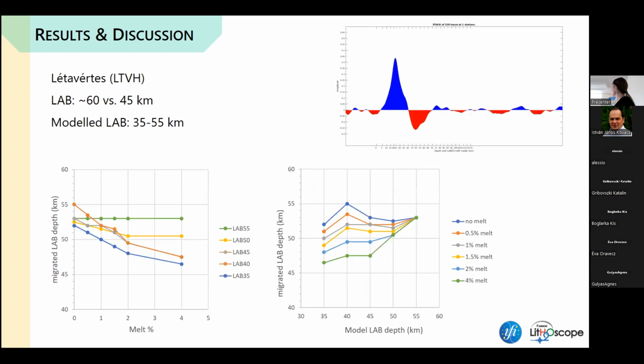And finally, Lithospheric, which, as Dani already mentioned, is on the Great Hungarian Plain. The lithosphere is considered quite thin here, so we did our models between 35 and 55. And again, it looks like 55 kilometers is a maximum because that's where these melt curves meet.